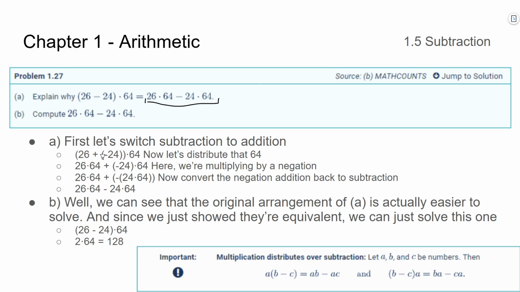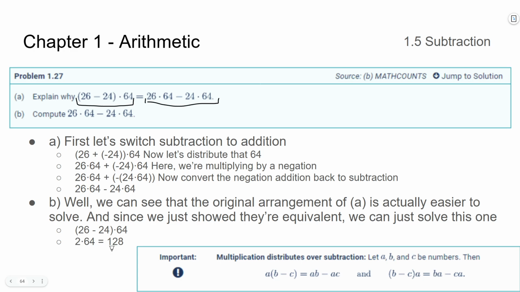And now we can compute that. And we also can see that actually the left side of this is easier to compute. So let's go ahead and compute this one. We know that they're the same, so we can compute either one. If we wanted to do it this way, we could, and we get the right answer. But we know that these are going to be the same. They're equivalent to each other. And this one's just easier to solve. This is going to be 2. 26 minus 24 is 2. Times 64, we know, is 128.